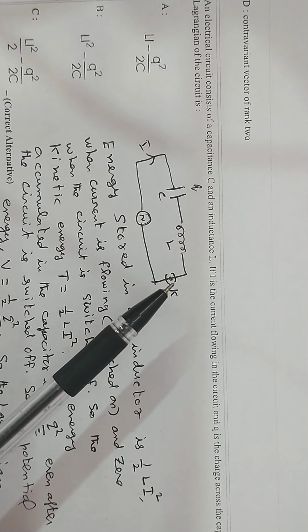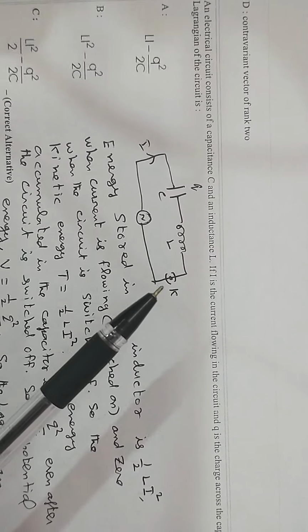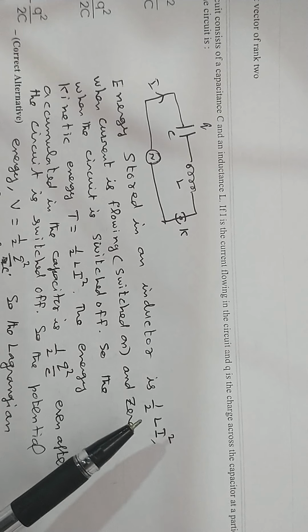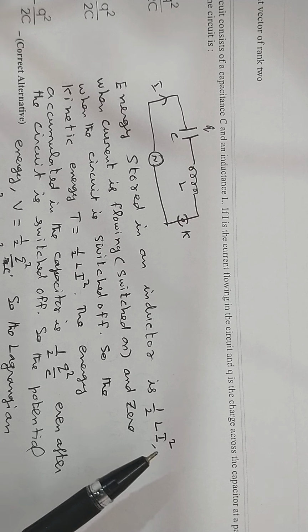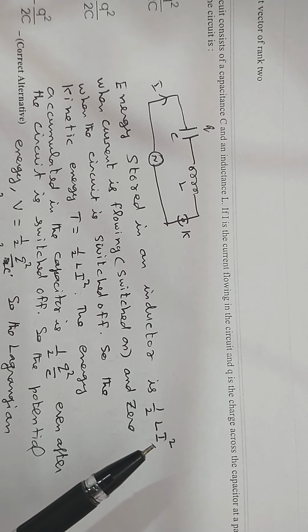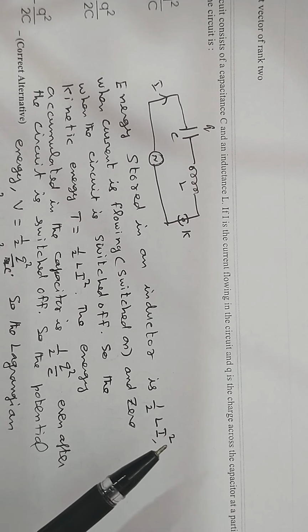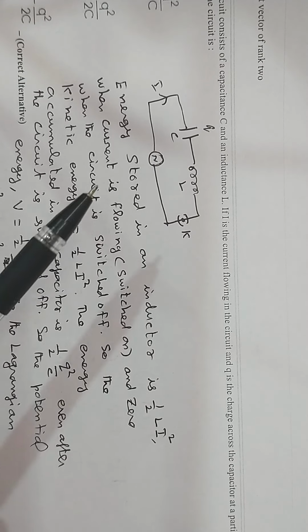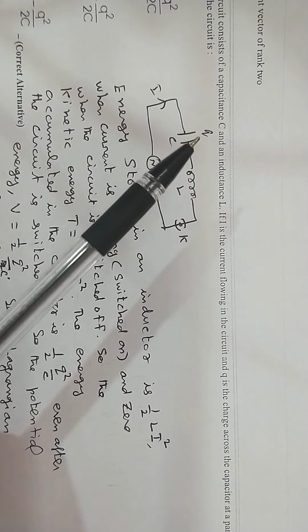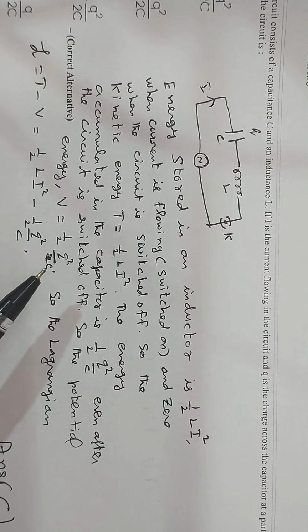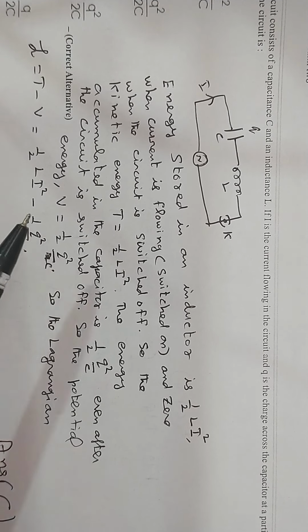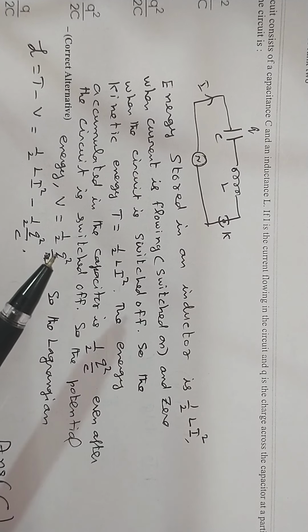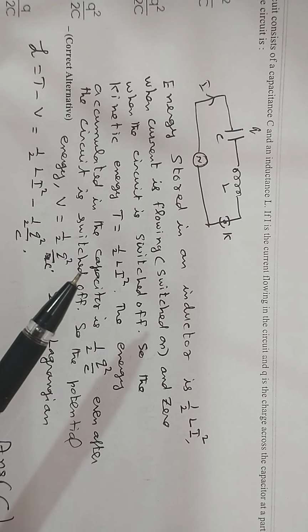Now here we assume this is a key. Now the energy stored in the inductor is half L i^2. When current is switched off, there won't be any energy stored across the inductance. Whenever current is flowing, there is energy. So this energy is your kinetic energy, half L i^2. But the energy stored across the capacitor is equal to half Q^2 by C. So even if you switch off the circuit, the energy is accumulated across the condenser. So this energy stored across the condenser is your potential energy.